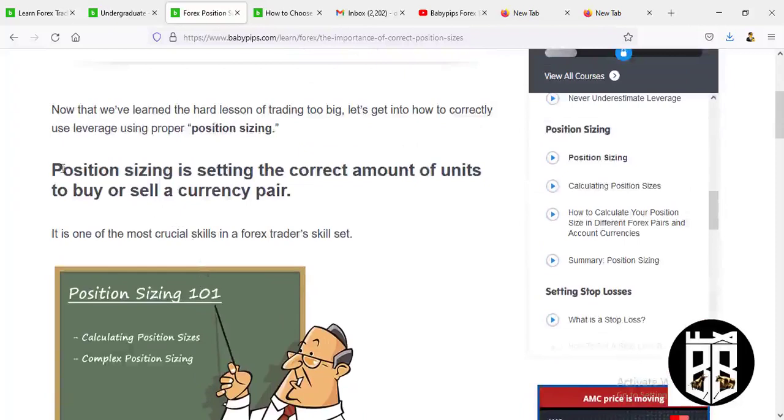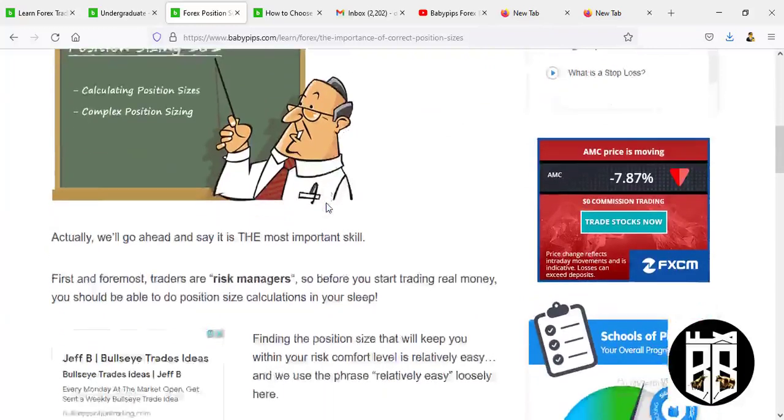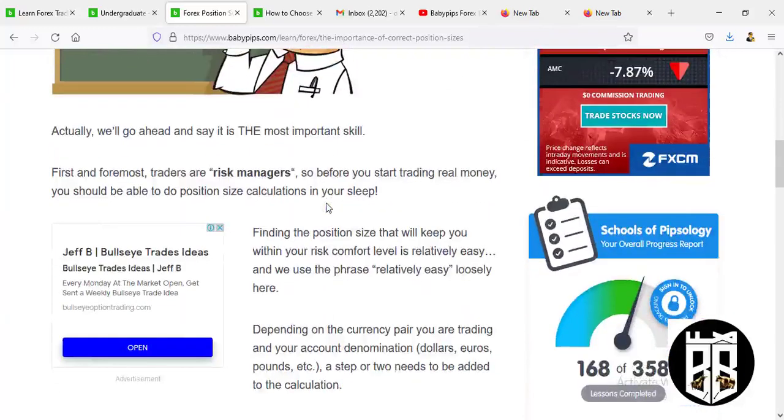So let's do that again. Position sizing is setting the correct amount of units to buy or sell a currency pair. How many units should you buy or sell? Like we have already established, it's the most important skill you should learn.